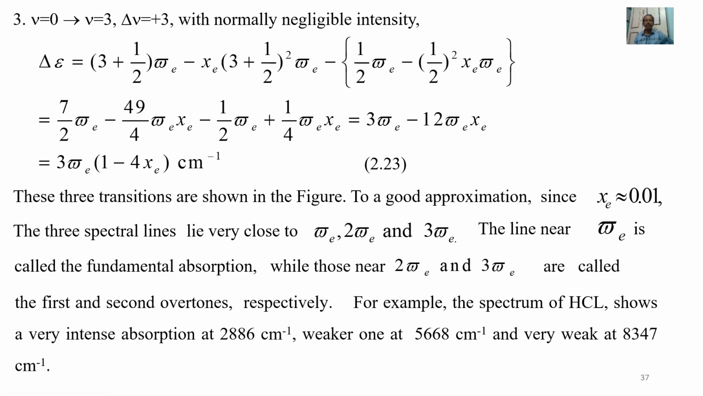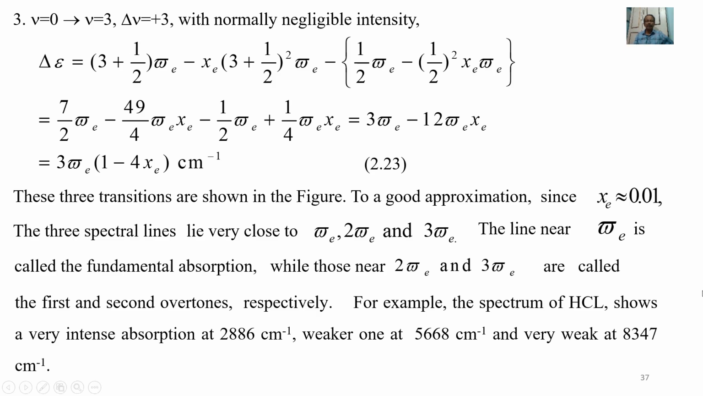To a good approximation, since x_e is a positive quantity and also it's very, very less, 0.01, the three spectral lines lie very close to omega_e, 2 omega_e, and 3 omega_e. The line near omega_e is called the fundamental absorption, and the rest of them we call overtones, first overtone, second overtone, and so on.